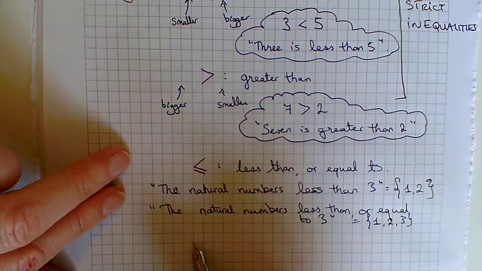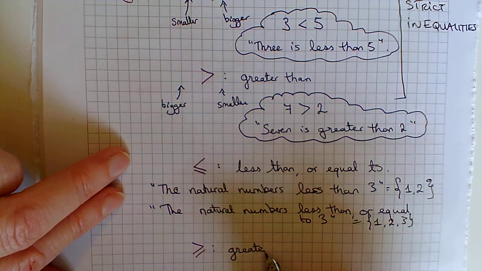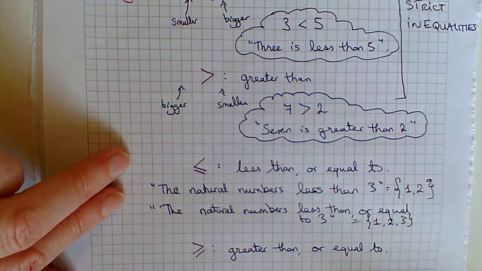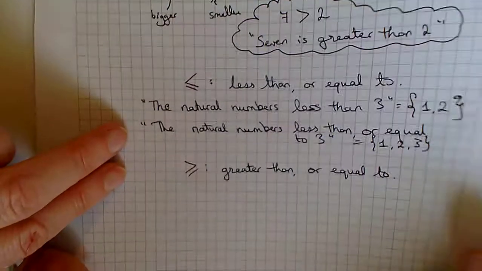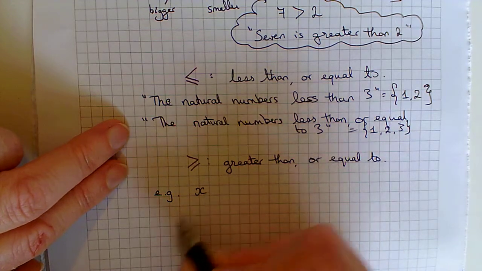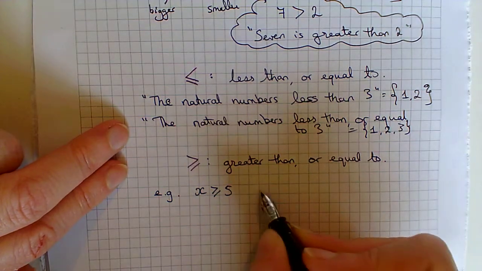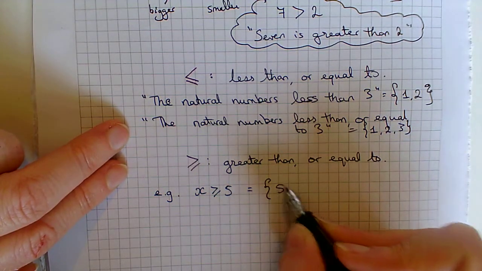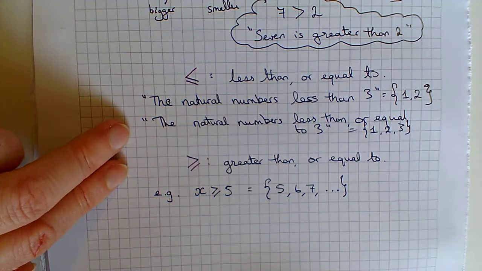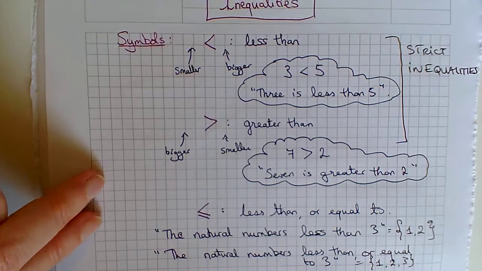And of course we have greater than or equal to as well. Greater than or equal to. So for example, here, I might be asked to list the numbers that are greater than or equal to 5. And that's a list of numbers that starts at 5 and keeps going forever. Okay, so those are the 4 symbols that we want in inequalities.